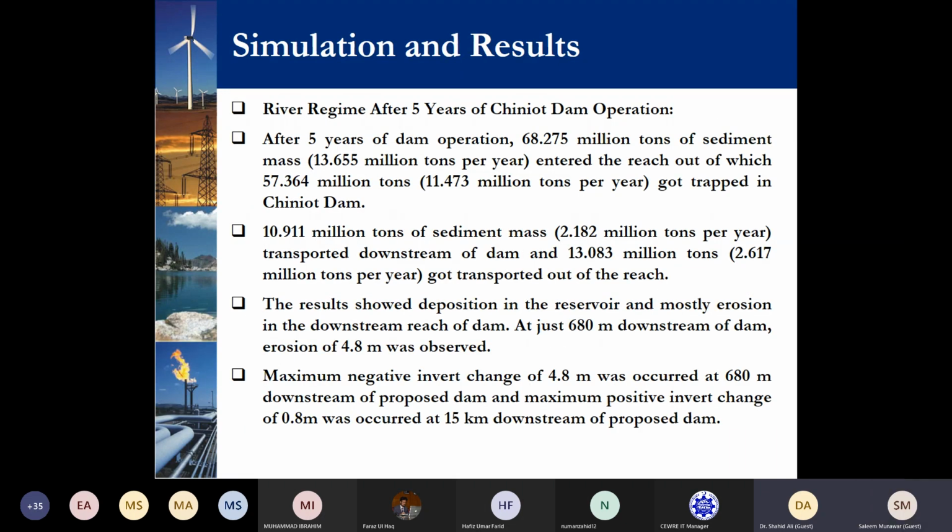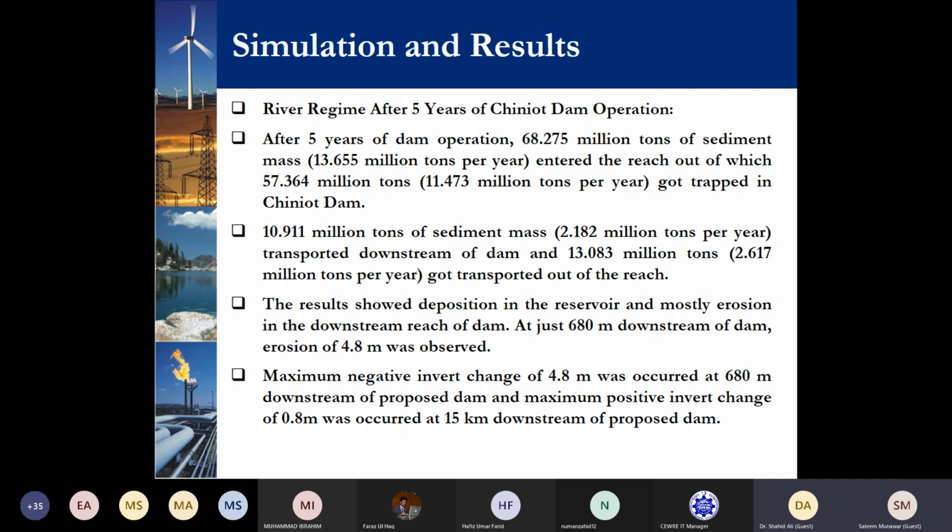The simulation after 5 years of dam operation. After 5 years of dam operation, 68.275 million tons of sediment mass entered the reach and 57.364 million tons got trapped in the dam. 10.911 million tons of sediment mass transported downstream of the dam and 13.083 million tons got transported out of the reach at Trimu Viraj.